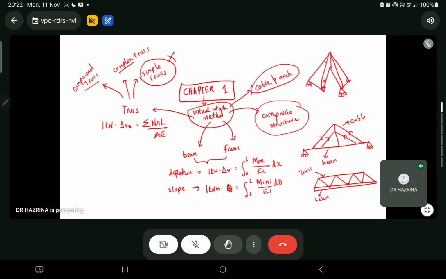So beam adalah flexural deformation. Dia adalah bersifat flexural. Manakala truss adalah bersifat axial. So beam and truss. So this is what we call as a combination. Beam campur dengan truss. So dia adalah composite. Beam campur dengan cable, itu adalah composite. So when it comes to these types of composite structure system, what makes it different dalam kita punya analysis?